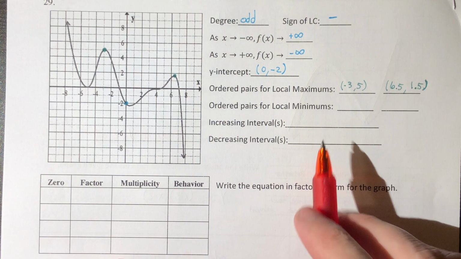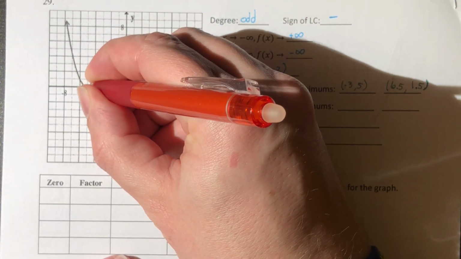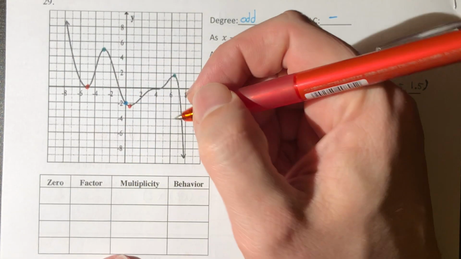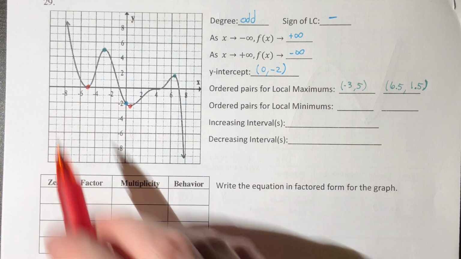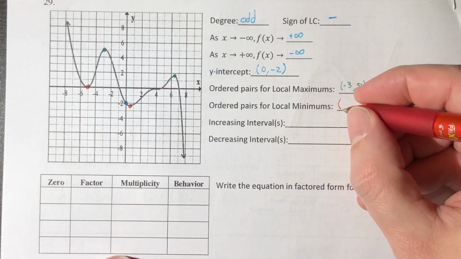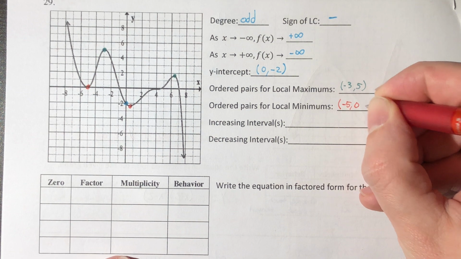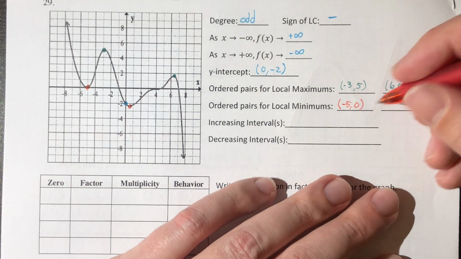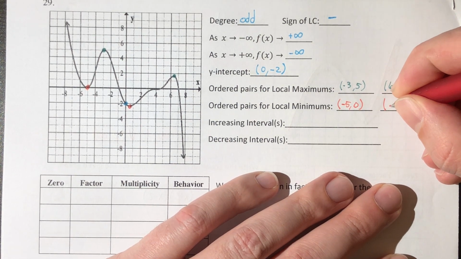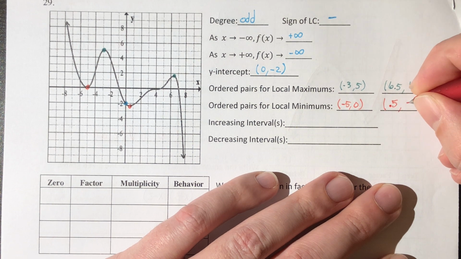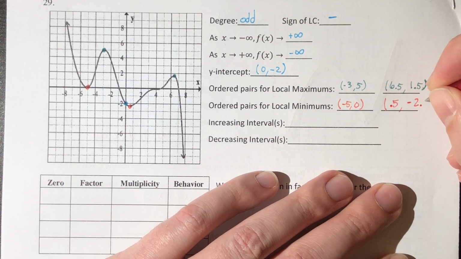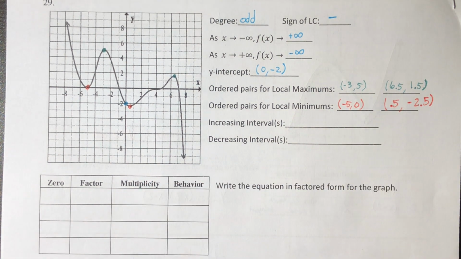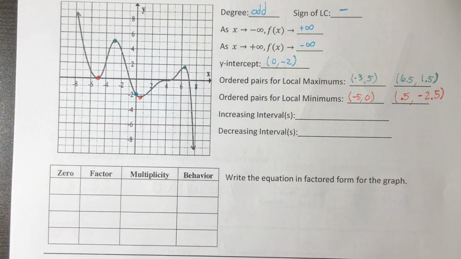Okay, the ordered pair for my local minimums, I have a local minimum here and another local minimum right here. This one, pretty easy to see. It's at (-5, 0). This one, once again, we're gonna have to give rough points, and we're gonna say that it's at (0.5, -2.5). I'm just saying that because it looks to be close to the middle of those areas.